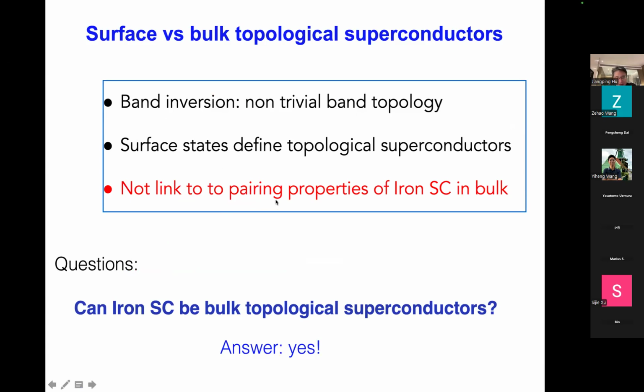So there's no link to the pairing symmetries of iron-based superconductors. It doesn't matter what kind of pairing symmetry. It's just the nontrivial topology coming from the band structures.